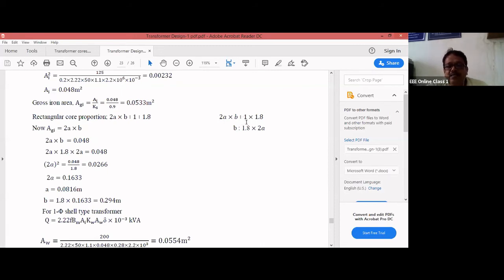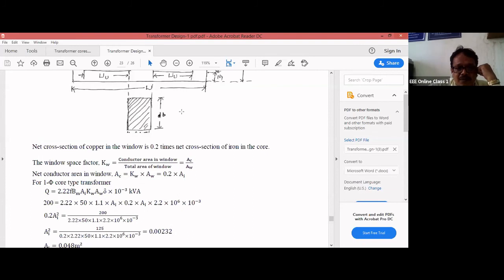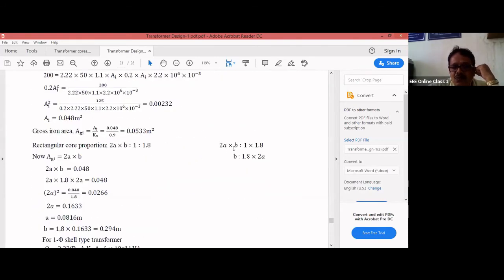2a into b is to what? 1 into 1.8. So if you see this equation, the depth is what? The depth of the core is 1.8 times the width of the central limb. So I can write here 2a into b, so 1 into 1.8. I want to write b. So depth of the core is 1.8 times the width of the central limb.